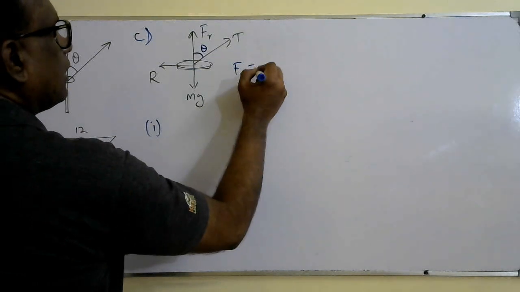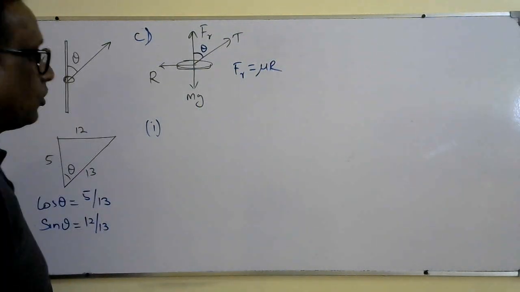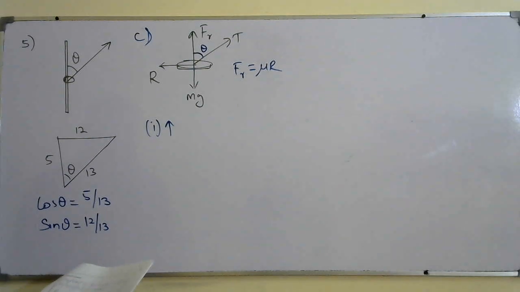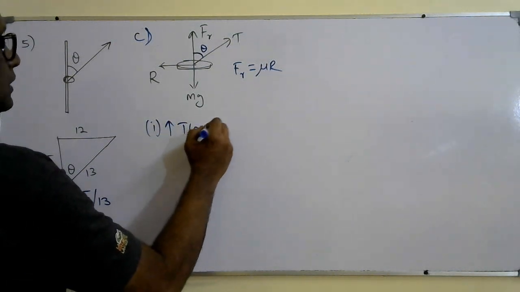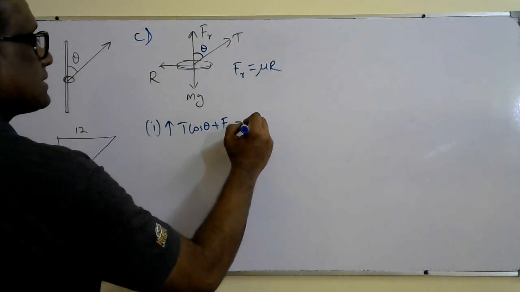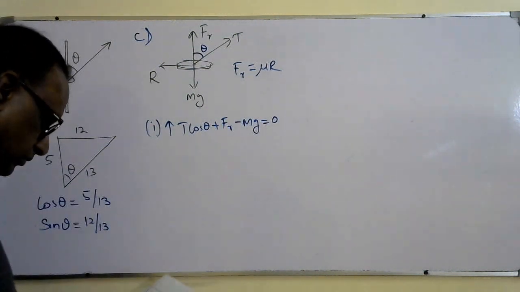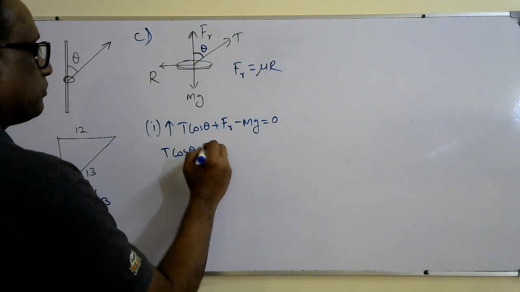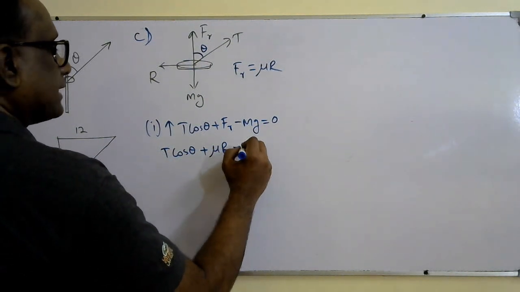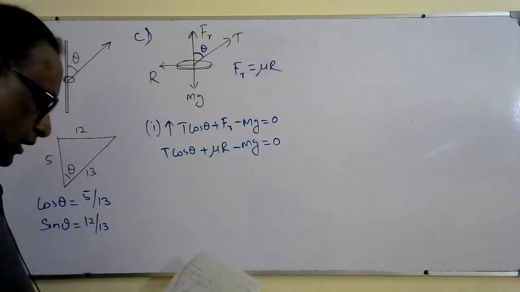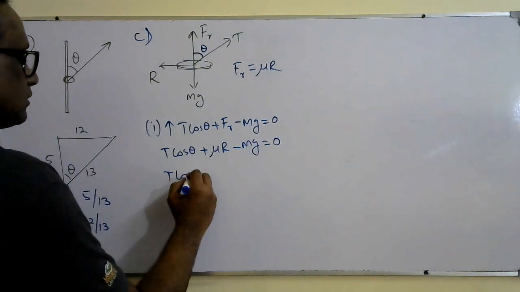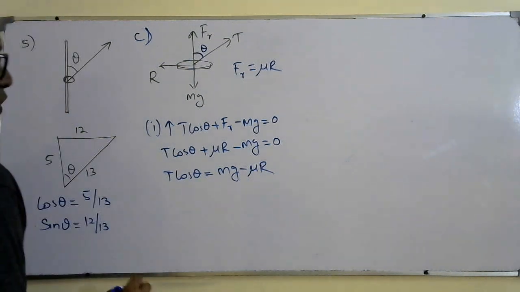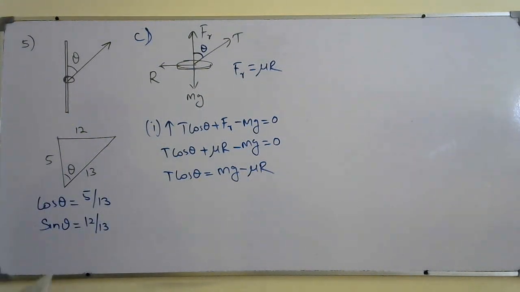And we know that Fr equals mu R. Mu is given, we'll use that. Okay. So here the same way, when I consider equilibrium in upward direction, I can say T cos theta plus Fr minus mg equal to 0, but Fr equals mu R. So T cos theta plus mu R minus mg equal to 0. Okay, so T cos theta is equal to mg minus mu R. Right. When I consider the horizontal direction, it's at equilibrium.